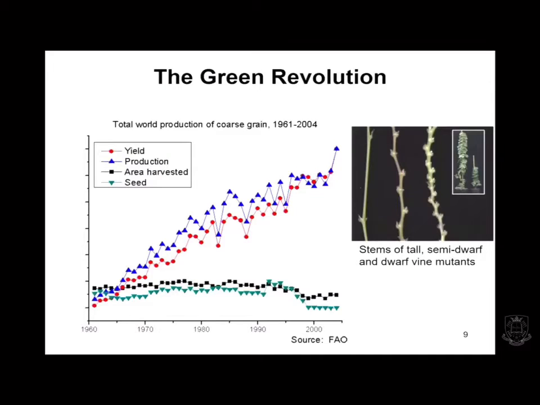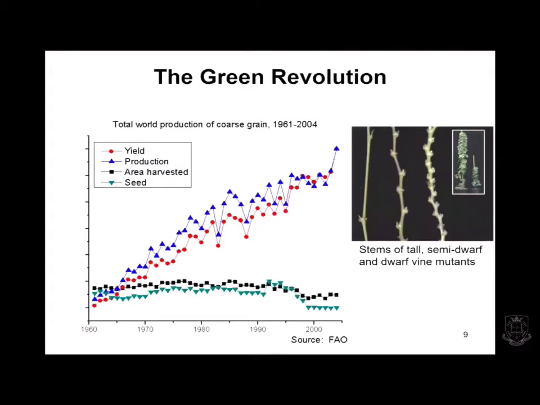But significantly, seed size wasn't increasing. So if seed size isn't increasing but yield is, it's telling you that your seeds are bigger. And importantly also, the area of land being farmed wasn't increasing either.